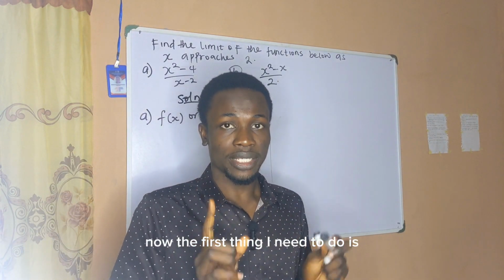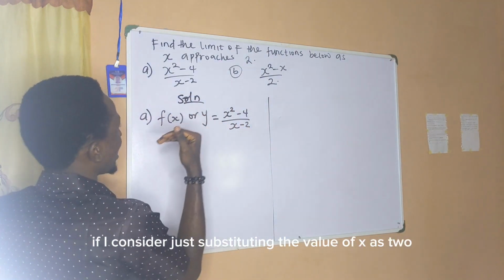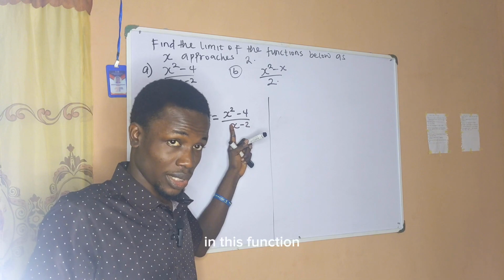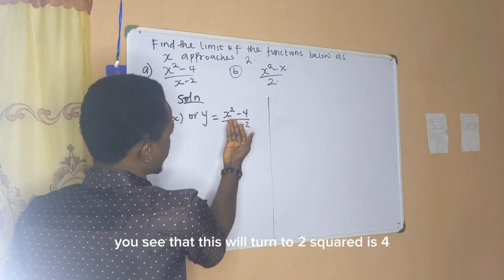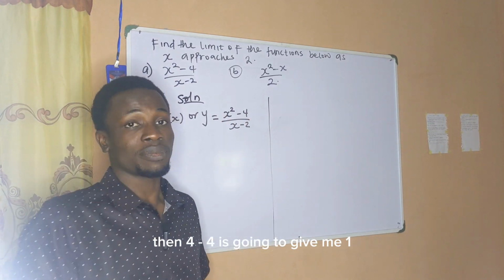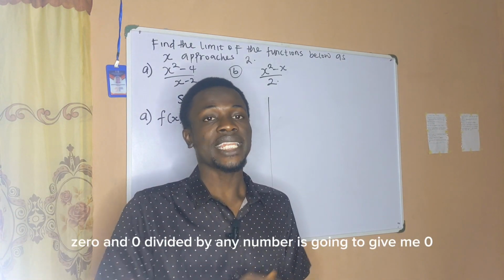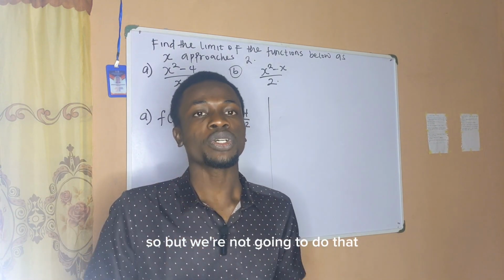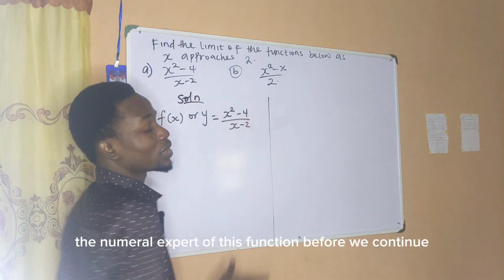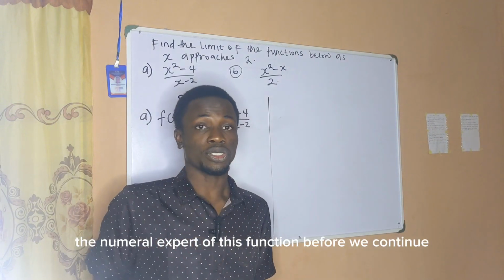The first thing I need to do is, if I consider just substituting the value of x as 2 in this function, you see that 2 squared is 4. Then 4 minus 4 is going to give me 0. And 0 divided by any number is going to give me 0. But we're not going to do that. Instead, we're going to first of all simplify the numerator of this function before we continue.